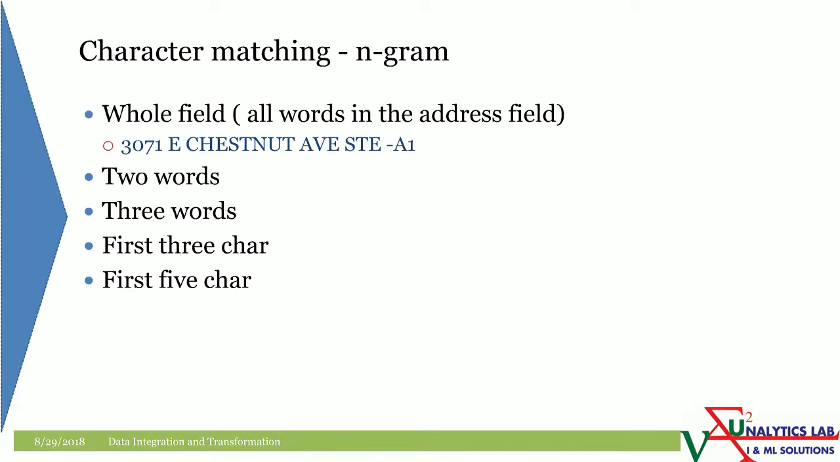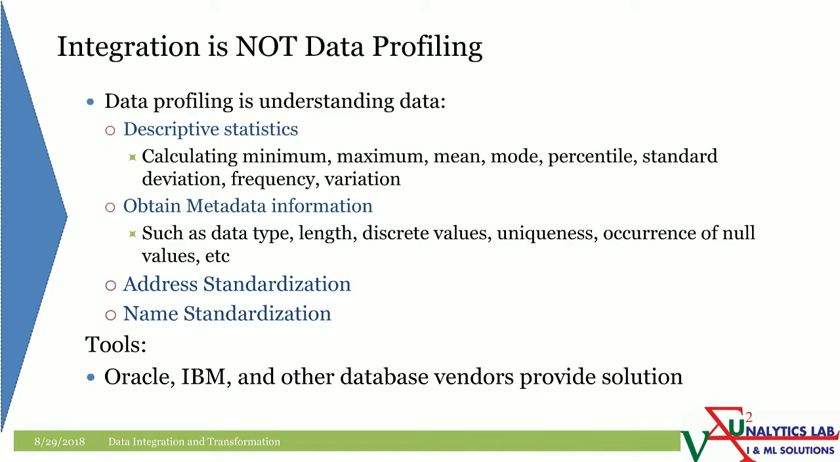For example, in this case, I have just shown an address field. So if you want to take just the first 2 characters and see how many records have got the 3071 East, for example, right? So you can try all these different options and see how you are able to identify the similar records, or how accurately you are able to do it using these techniques.